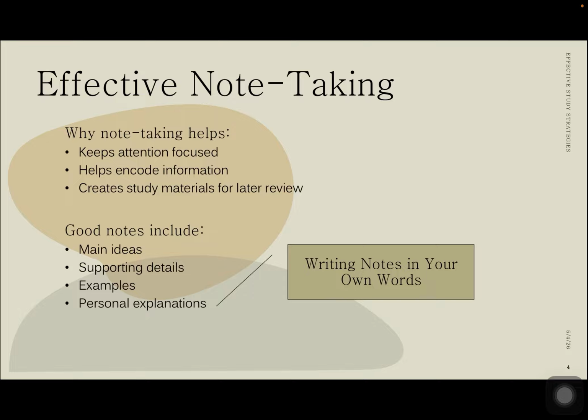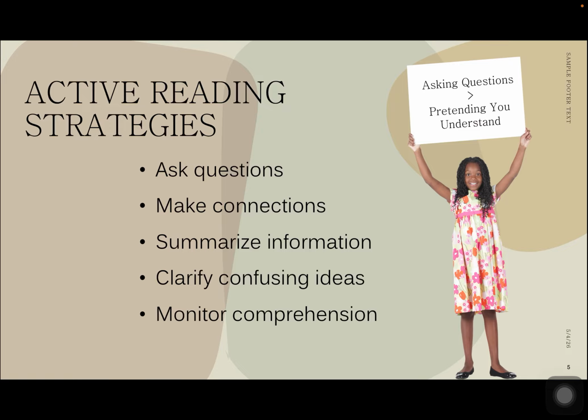To have effective note takers, we also need active readers. So some strategies that active readers possess are asking questions, making connections, summarizing information, clarifying confusing ideas, and monitoring their own comprehension. So for that one, monitoring their own comprehension when they're reading, are they thinking about whether they have fully understood what is going on, do they go back and reread it if they need to? Because these strategies are going to help students improve their retention and understanding of what they're reading about.